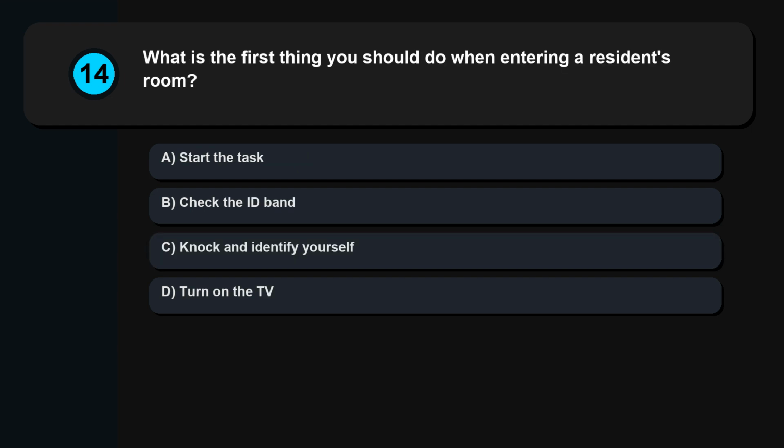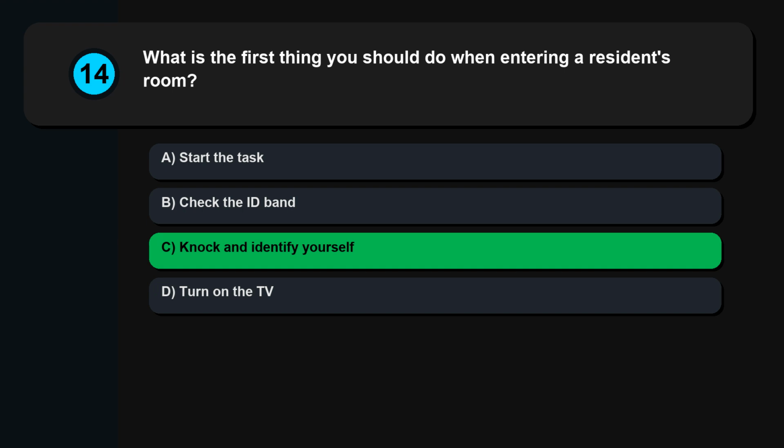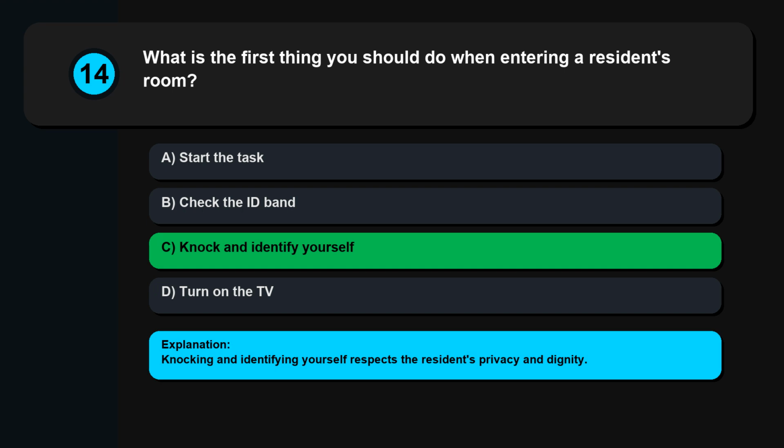Question 14. What is the first thing you should do when entering a resident's room? Start the task. Check the ID band. Knock and identify yourself. Turn on the TV. Knocking and identifying yourself respects the resident's privacy and dignity.